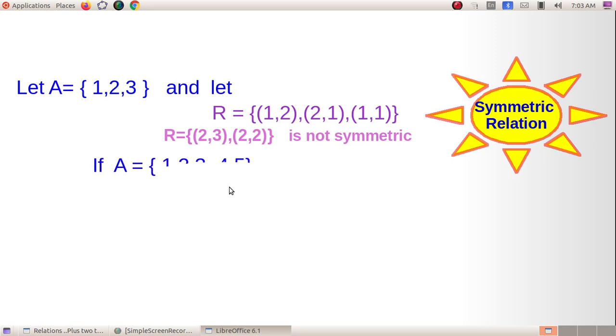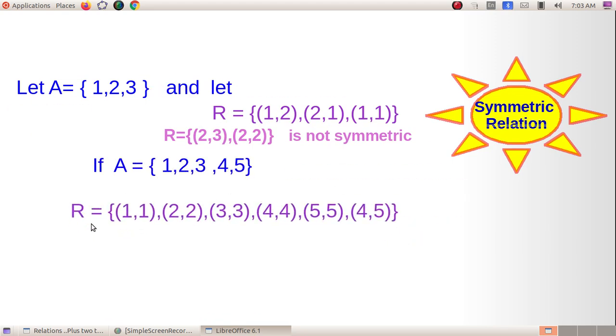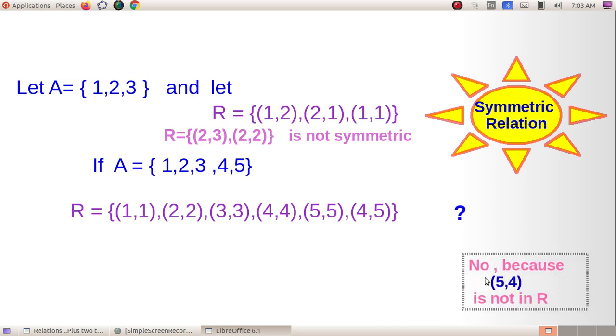Another example, S equals {1, 2, 3, 4, 5} and consider this relation on A. Is this relation symmetric? Let us check. (1,1), reversed element (1,1), no problem. (2,2), no problem. (3,3), no problem. (4,4), (5,5), no problem. What about (4,5)? (4,5) is here. What is its reversed element? (5,4). Is that element here? No. Therefore this relation is not symmetric. The reason: (4,5) is here, but (5,4) is not in this relation.